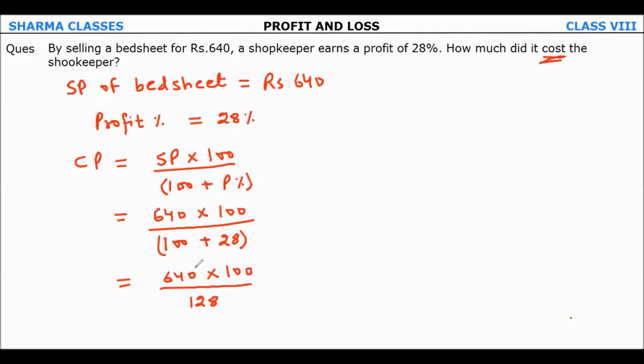Now we can cancel with 64. 64 tens are 640, and 64 twos are 128. So directly we can write 2, and from here 2 is cancelled with 5, 2 fives are 10. So my answer will be rupees 500. That means the cost price of the bedsheet is rupees 500. I hope it is very easy. Let's move to the next question.